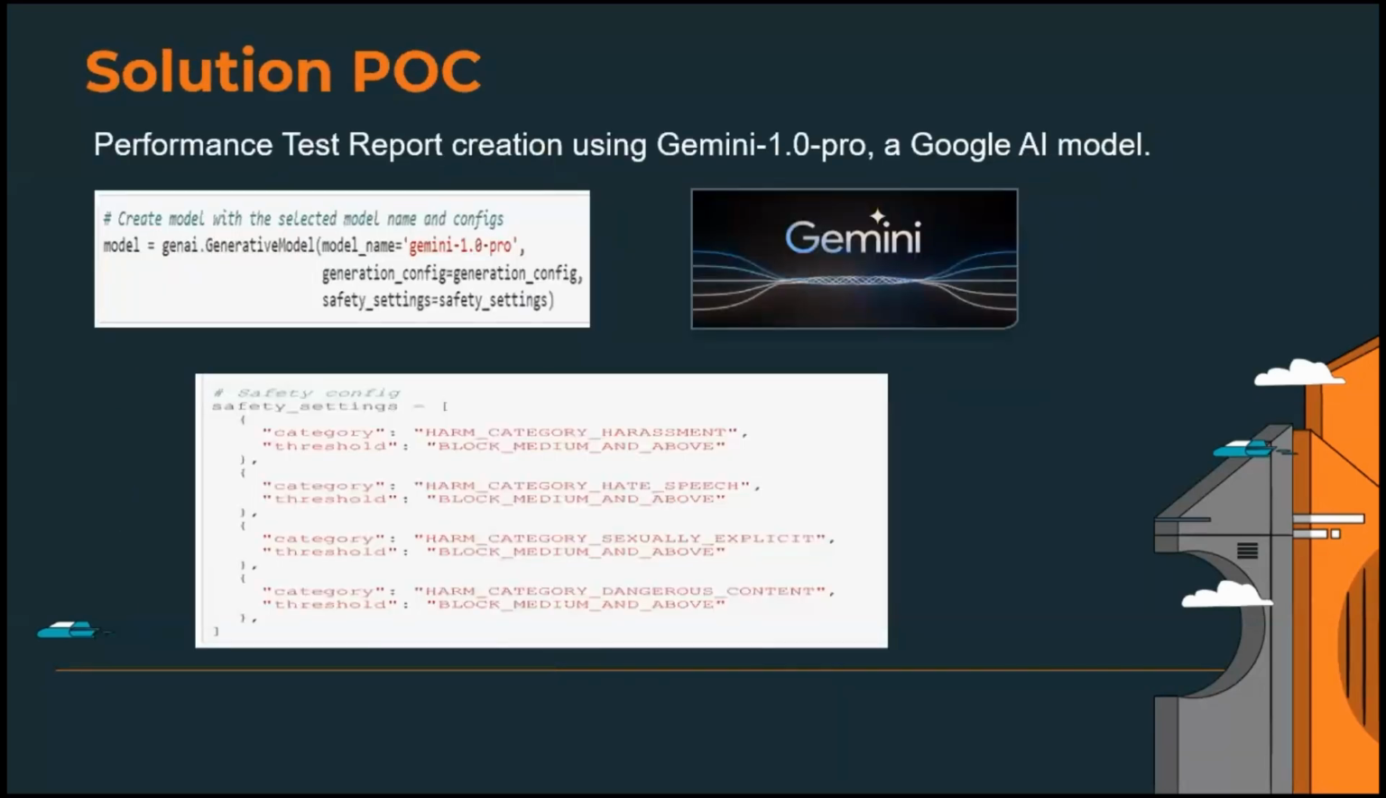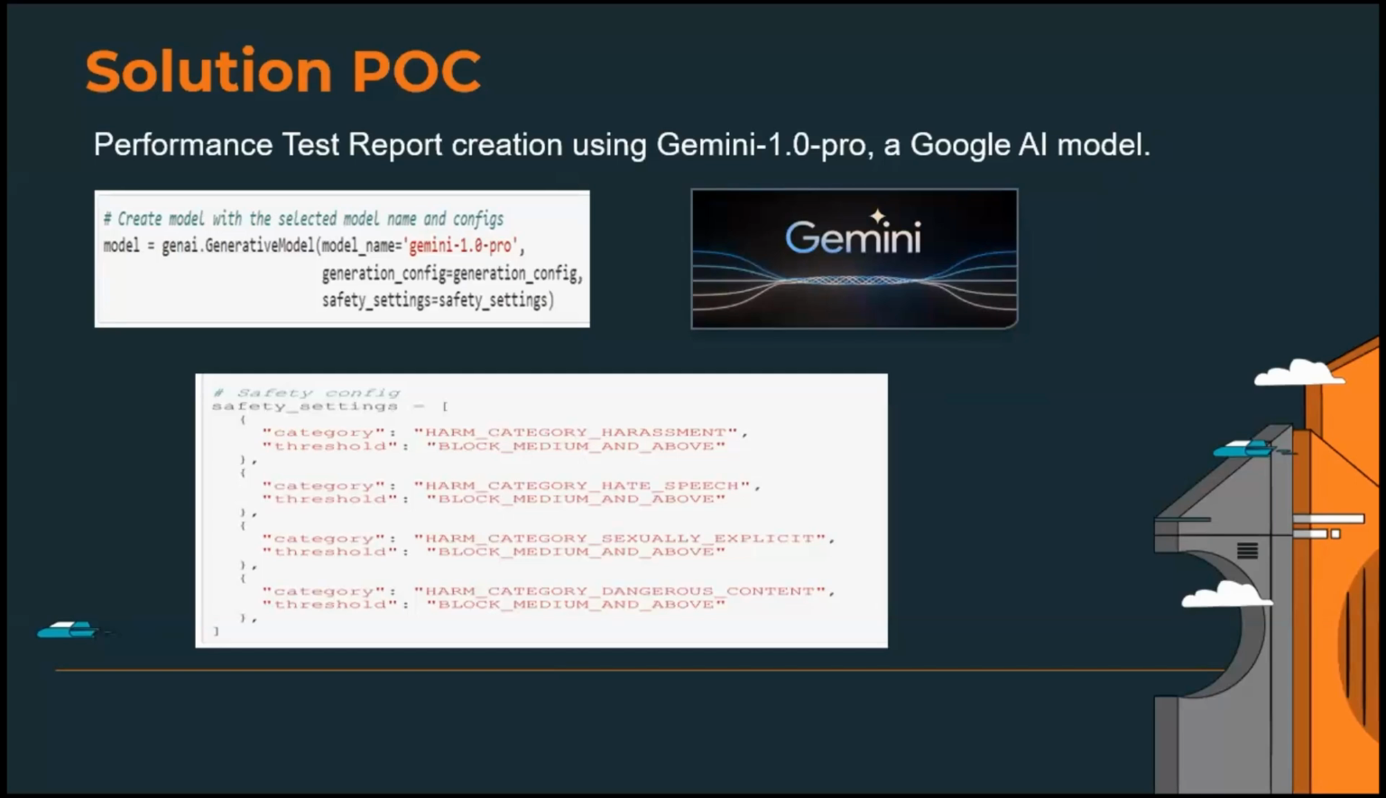So this is something which I have done just on my own. You guys can think about this and expand on it however you want. This is just a performance test report, a very basic report I tried to create. And I used a Google model, Gemini 1.0 Pro.